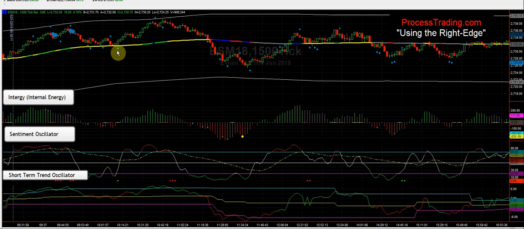Now, if you looked at the discretionary indicators below, you could see that on the sentiment oscillator, momentum has started to cross up through the sentiment line. Again, another strong indication that price is likely to move up. As well, on the short-term trend oscillator, the short-term trend line came down to the pullback line, slightly below it here, and then went back up.